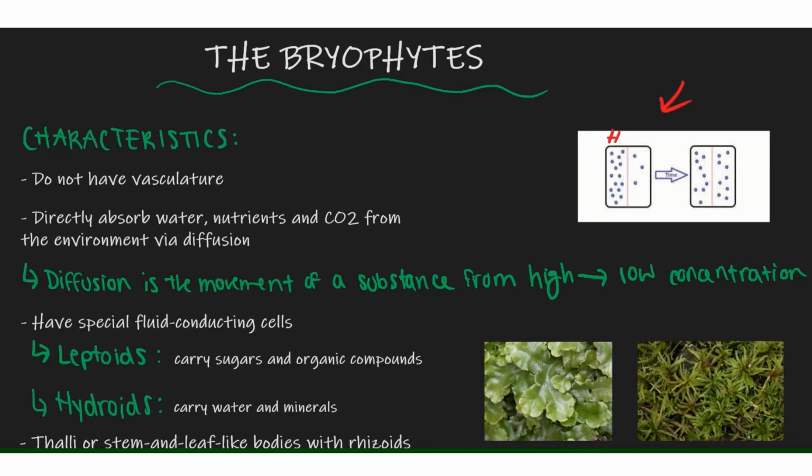So this half is the higher concentration because there are more of these blue circles in this volume compared to this side, which is a lower concentration because it has less of these solutes in the volume. And as we can see, diffusion goes from high to low concentration so that over time there's an equal amount of solute in each volume, which is what we call equilibrium.